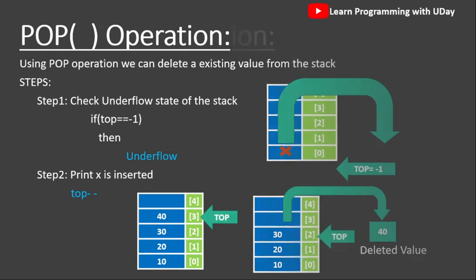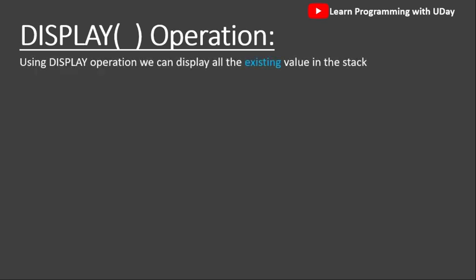Let us move on to the next operation, display operation. Display operation is used to display all the existing values in the stack, and here we display values from top to bottom. That means the most recently inserted value will display first, and then it follows the previous, and then the previous, and it goes to the 0th index of the stack. We do that using 2 steps. First, we check for the underflow state of the stack. The word underflow means empty. Obviously, we cannot display any values from the stack if the stack is in the underflow state.